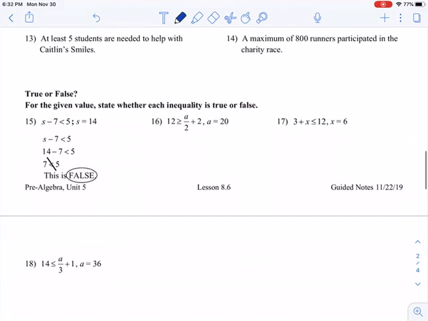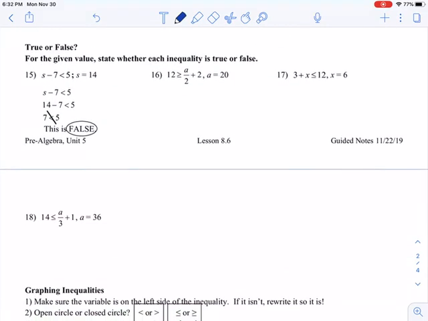Okay, then we move on to some true or false. And what they're asking you is, is the given value a possible solution? So if you would plug in 14, 14 minus 7 is 7. 7 is not less than 5, so that is false. Okay, look at 16. A equals 20. If you do 20 divided by 2 and then add 2, is that less than or equal to 12? And it is 12, so that one's going to be true.